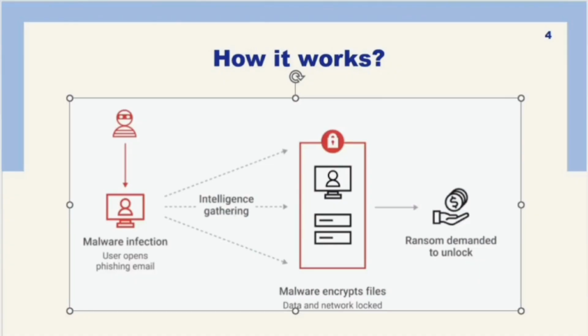After gathering information, it starts encrypting the files. That means all your data gets locked, and even though the files are still there, you can't open them. Finally, a ransom message pops up where the attacker demands money, usually in the form of cryptocurrency, in exchange for the key to unlock your data. So it all begins with one wrong click. Then the malware spreads, locks your data, and finally demands money to give it back. And that is how ransomware works.